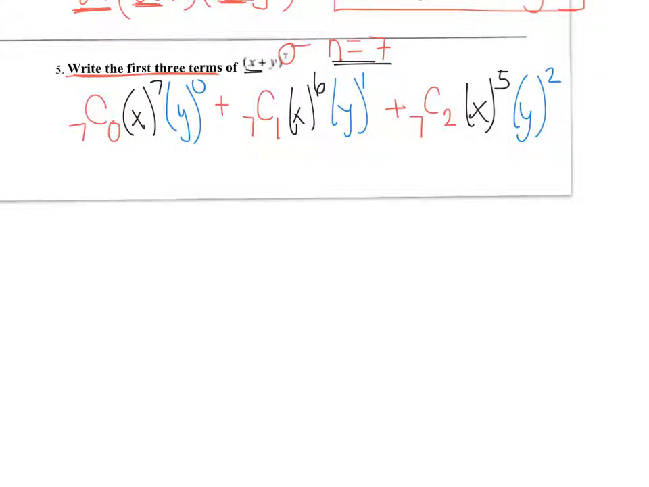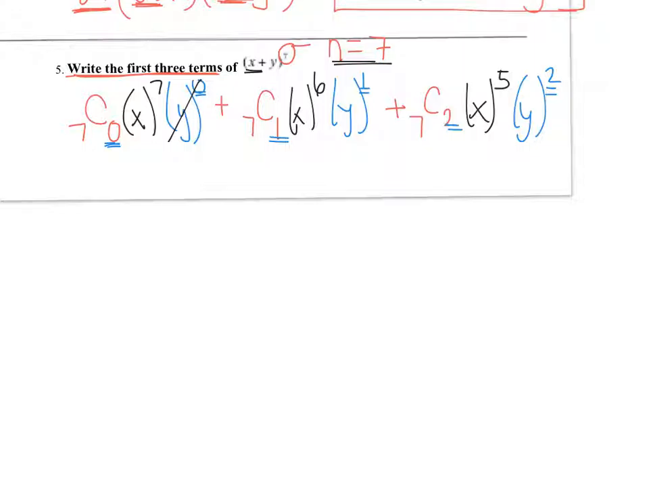Now, the other rule still applies. The exponent of a is still, so like 7C0, it's still 7 minus 0, which is 7. And the exponent of y still matches, right? See how these all match? All right, then the next thing to do would be to simplify.